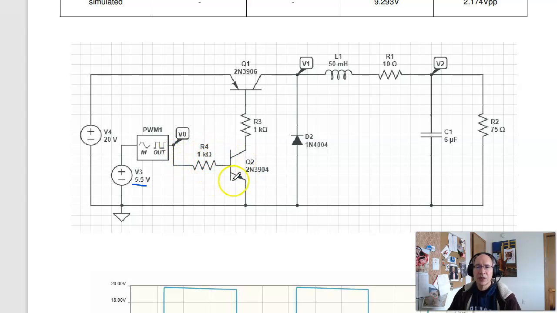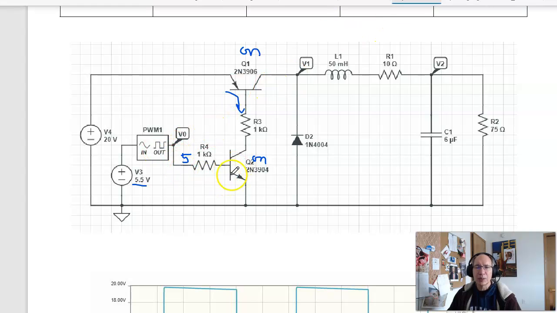That drives an NPN transistor as a switch. When this is 5 volts, the NPN is on, saturates. That allows this current to flow. That turns on Q1. That's your switch closed. When I have 0 volts at the output, that turns off the NPN, which turns off Q1, switch open. So there's my duty cycle.